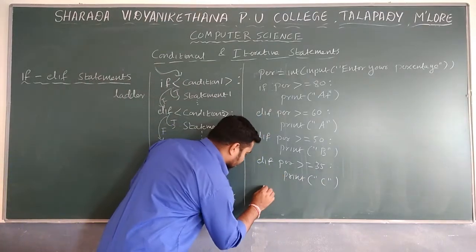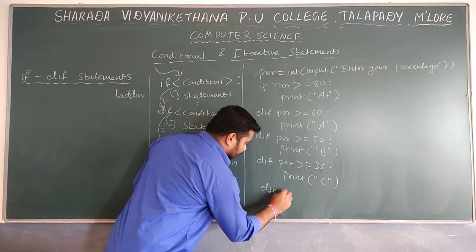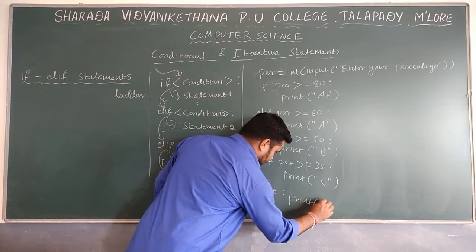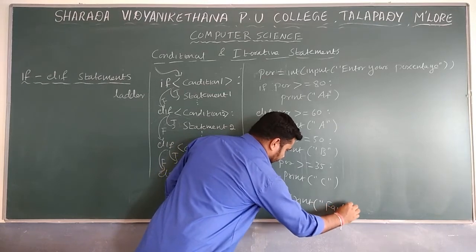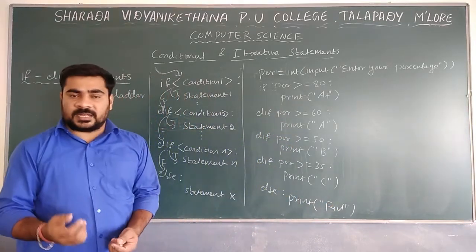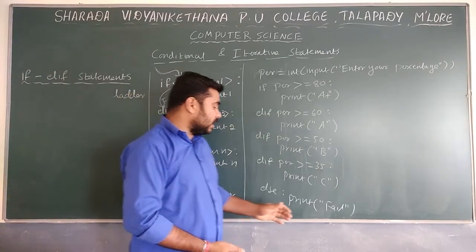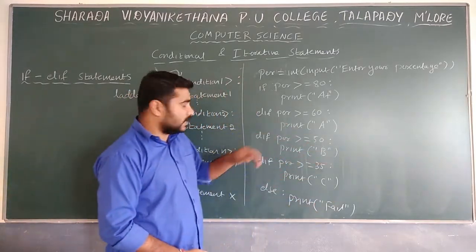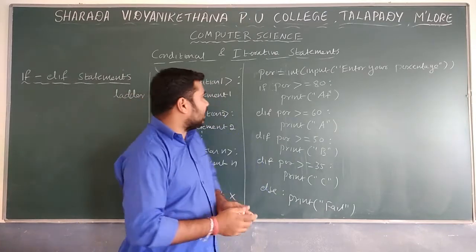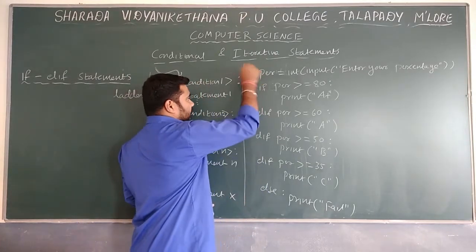Then the last one is else. You can write print fail. Whenever percentage is less than 35, then you can give that as fail. So this is a simple example for the if elif statement. Remember, first what happens here? First it is going to check the value, what will be the value.